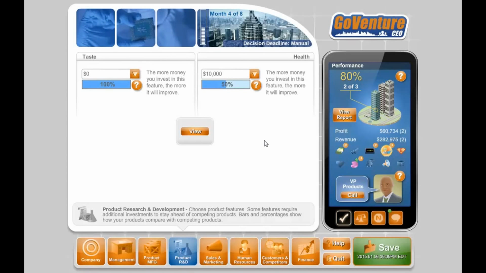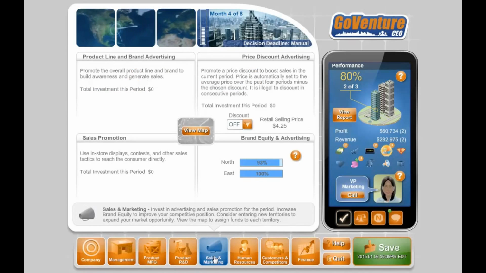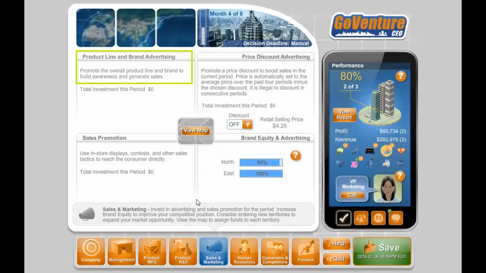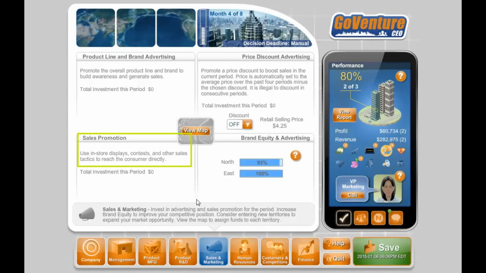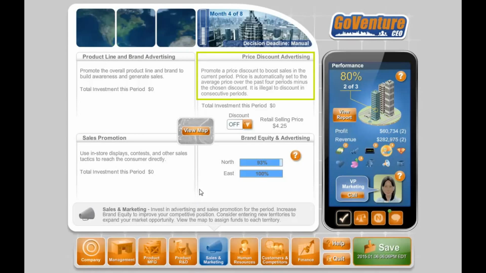The next department is Sales and Marketing, and now you will be getting familiar with this pattern of going to the orange buttons at the bottom of the screen. The Sales and Marketing function allows you to promote your product and build your brand awareness. You have 3 options for investing in sales and marketing. The first, product line and brand advertising. Second, sales promotion. And the third, price discount advertising.